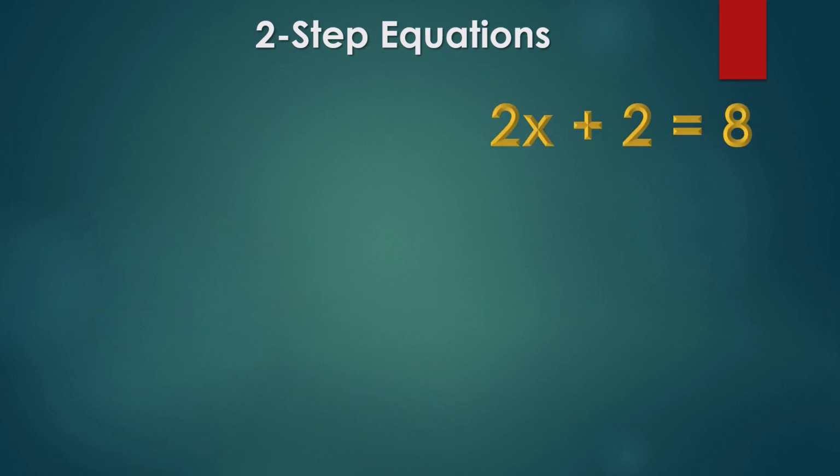First we have this equation, 2x plus 2 equals 8. So in this case, x is the variable. The first step, remember, is add or subtract. We're going to add or subtract the constant that's on the same side as the variable. So in this case, that's going to be 2. So we're going to subtract 2 from both sides, which leaves us with 0, right? 2 minus 2 is 0.